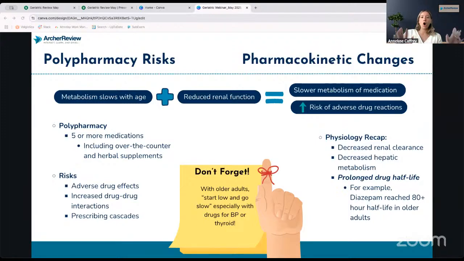So these are all things to talk about. Any med we put an older adult on, we start low and go slow, especially drugs like blood pressure meds and thyroid meds. Those all require us to go really slow because of the increased risk for drug effects, drug interactions, and prescribing cascades. So all things to think about.